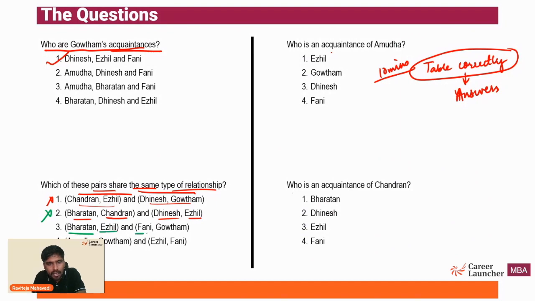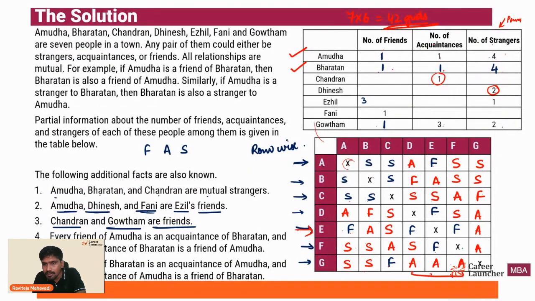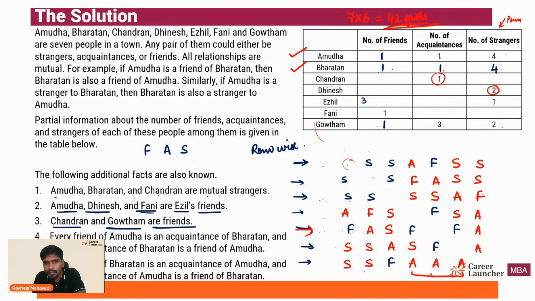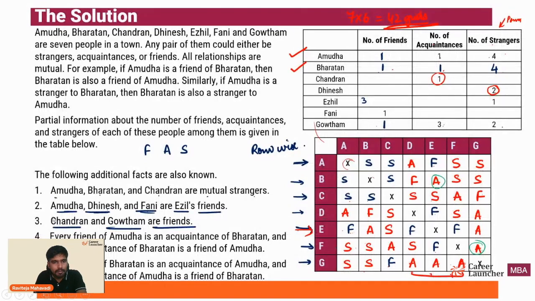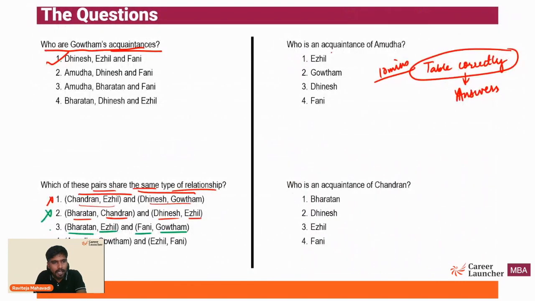B and E, F and G. F and G are acquaintances. B and E are also acquaintances. So this pair of people share the exact same type of relationship. So option 3 should be the correct answer to this.